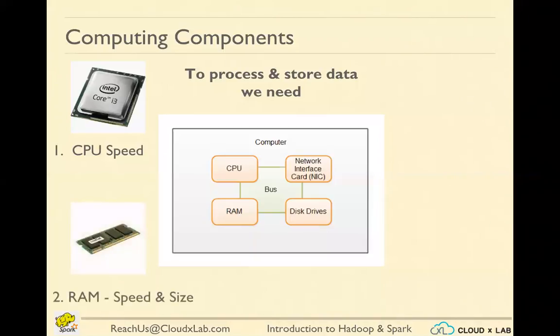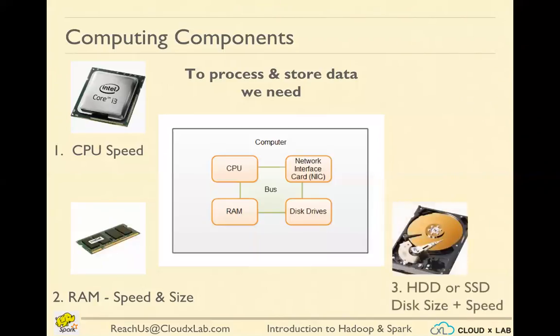The second one is RAM. RAM is random access memory. RAM has two characteristics: how fast it is and how big it is. Most of the data is kept in the RAM, and the CPU reads the data from the RAM. Also, it stores data back in the RAM as well as on the disk, but most of the work that the CPU does is based on the data in the RAM.